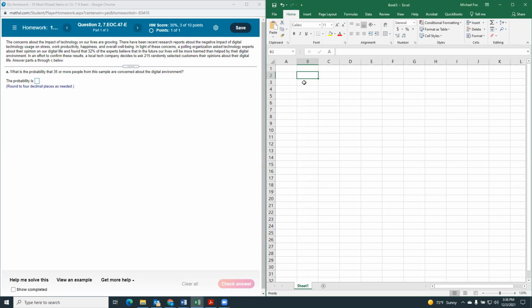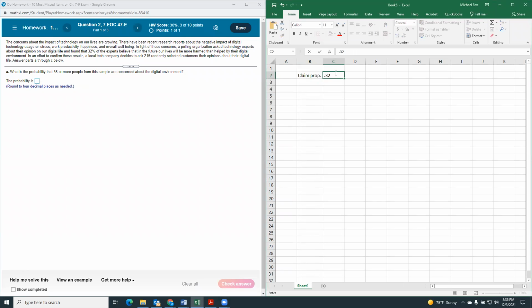So we will start with the claim proportion, which was 32% or 0.32. We also know n, the number of people we sampled. In this case, it was 215. And x, which is the number of sample successes, and that's given to us here in part a, is 35. From that, we can calculate our sample proportion, which is just going to be x divided by n.